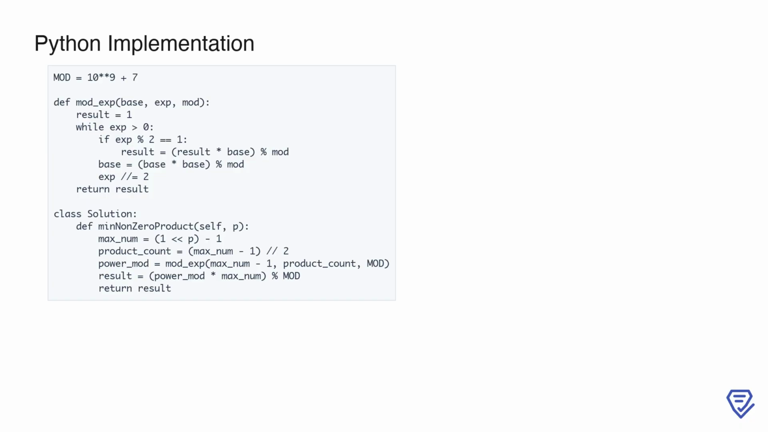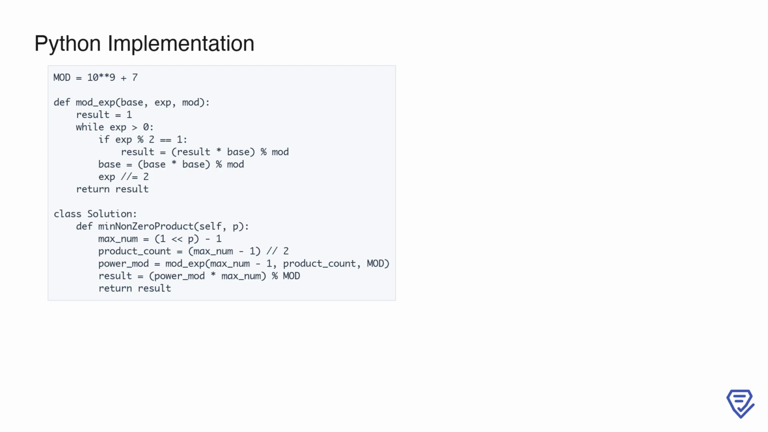The constant mod is set to 10^9 + 7 to handle large numbers efficiently. The helper function mod_exp calculates modular exponentiation using an iterative approach. This ensures that even for large exponents, we compute results efficiently in O(log exp) time.